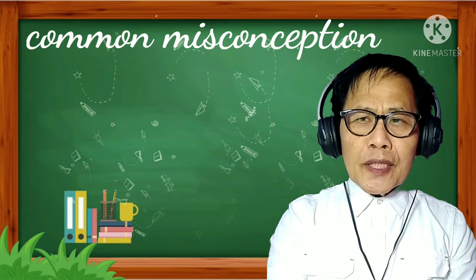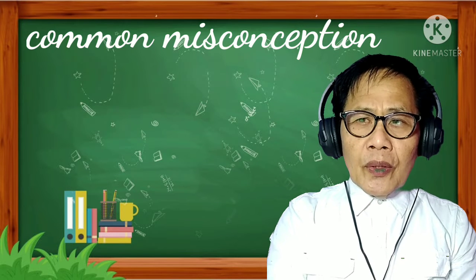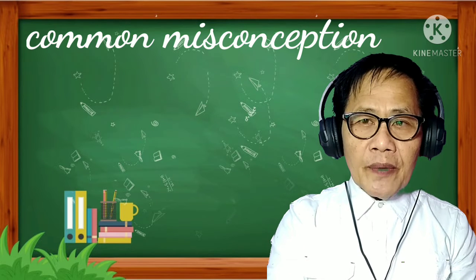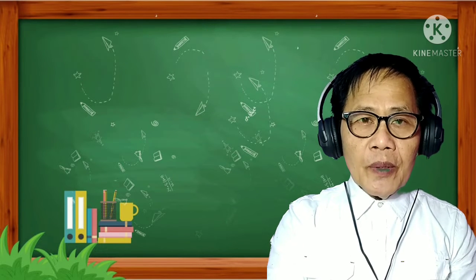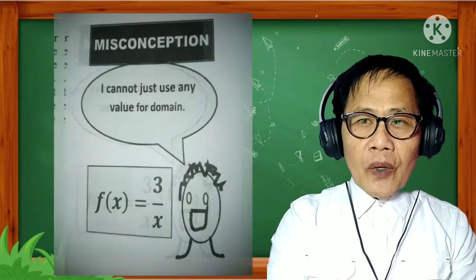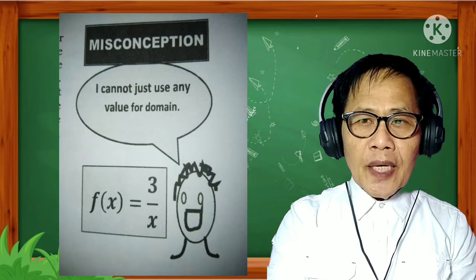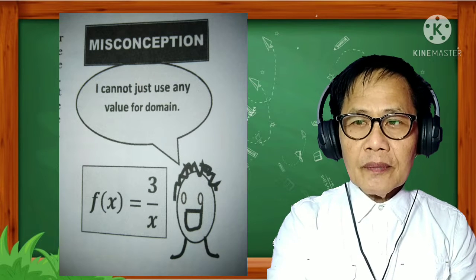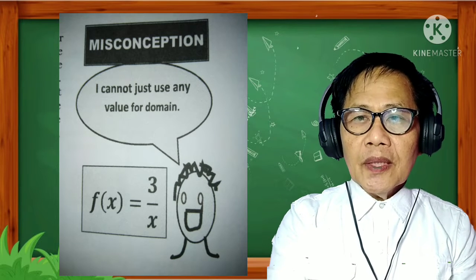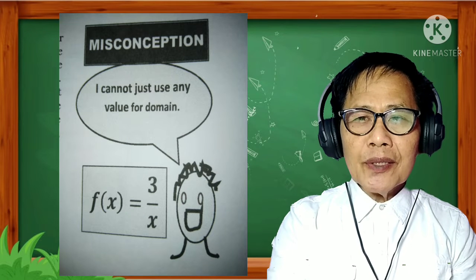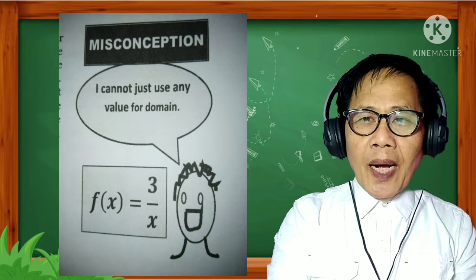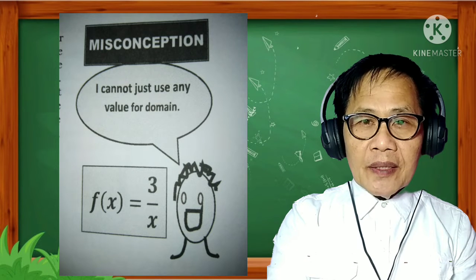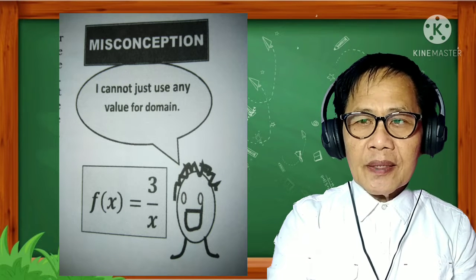There is a common misconception. We can use any number for the inputs or domain of a function. That is very wrong. In fact, we must inspect the function and determine any limitations on the domain. Now here is the misconception. I cannot just use any value. f of x equals 3 over x.